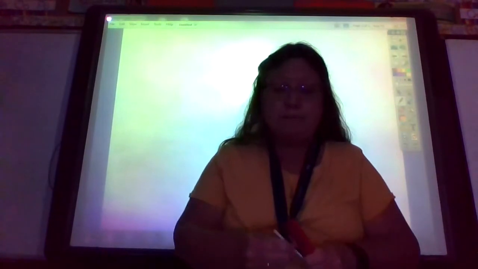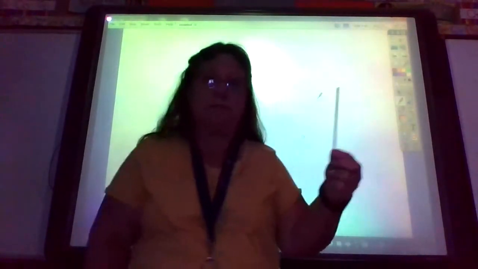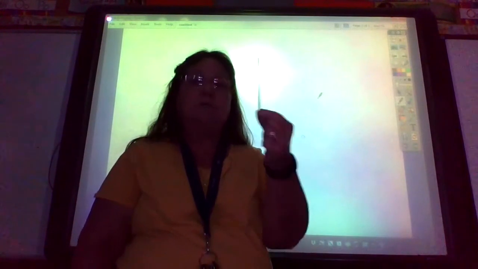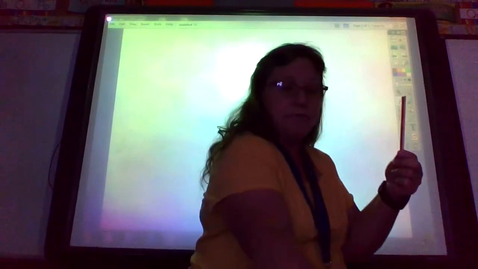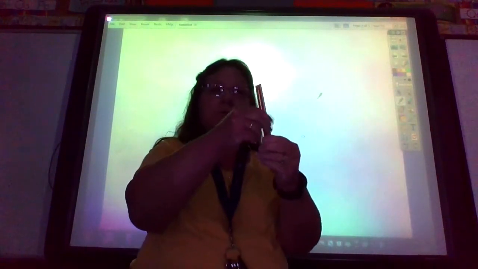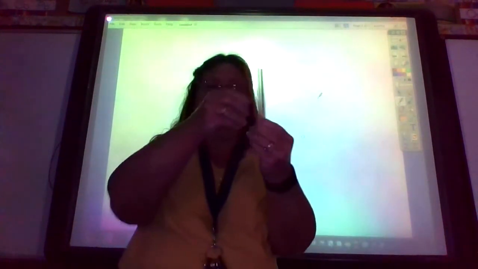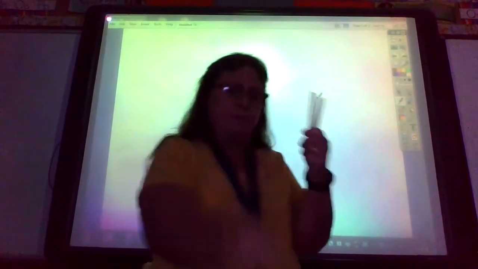I have some sticks. I don't know where to hold this so you can see it, probably over here. Okay, I have one stick. This one stick would be a 1. If I added a stick to it, I would have 2, okay? If I add another one, I have 3. If I add another one, I have 4. If I add another one, I have 5. And these are just ones because I'm counting individual numbers.